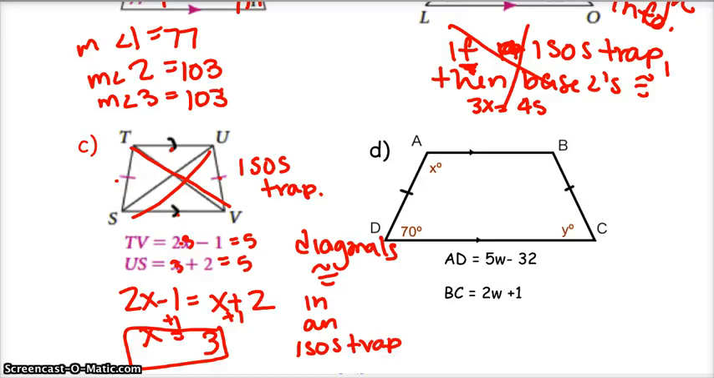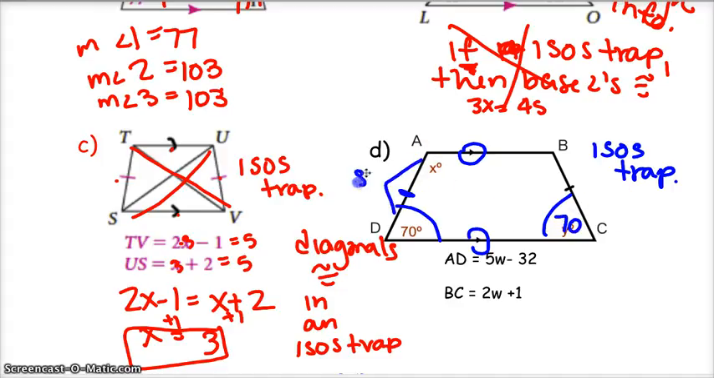All right, let's take a look over here at letter D. Lots of variables. I notice I have parallel lines, so it's a trapezoid. I see that the legs are marked congruent, so this is an isosceles trapezoid. In an isosceles trapezoid, the base angles are congruent, so I know this is 70 degrees. In any trapezoid, these angles here are going to be supplementary because of the idea of if lines are parallel, same side interior angles are supplementary. The supplement of 70 is 110.